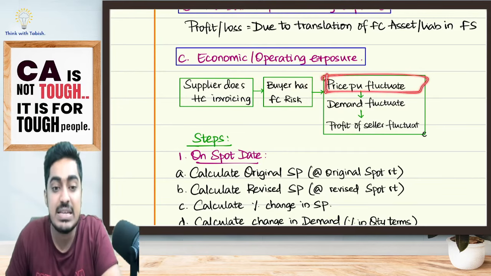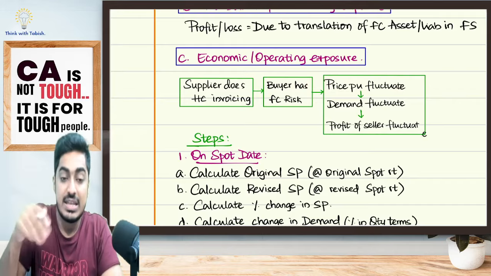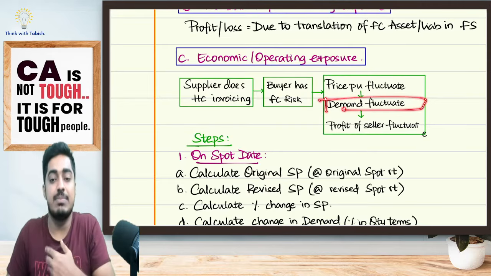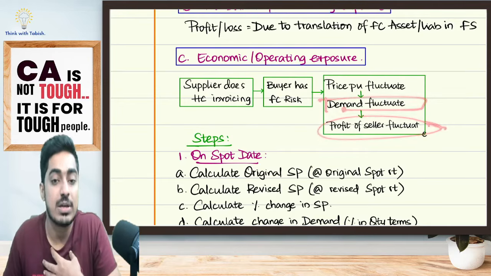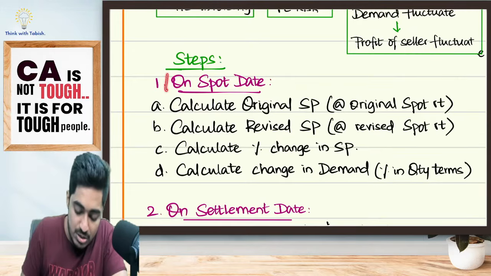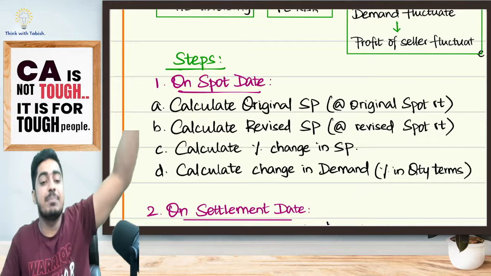That means if his price increases, he will purchase fewer units; if the price decreases, he will buy more units. Because of that, the demand fluctuates, and because of the change in demand, ultimately my profit changes. This is the entire story that is happening. What steps will I be doing? On the spot date, step number 1, I will calculate the original selling price per unit.